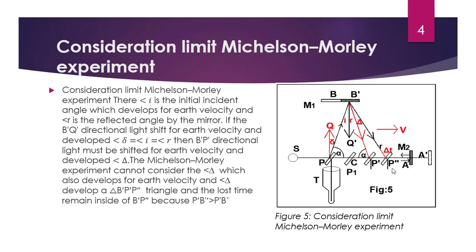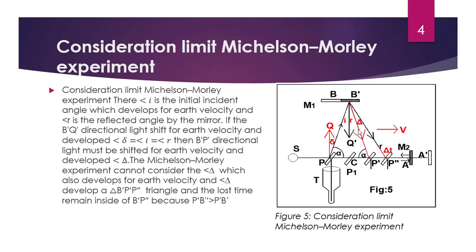B dash, P dash and P double dash triangle. At the last time, it remains inside of the B dash P dash. Last time actually remains B dash and P double dash, because P dash and B double dash is greater than B dash P dash. If the light is actually direct, then it develops a delta reflected angle. And if the light is actually inclined, it must be reflected. Now we consider that in this portion the light cannot develop delta.